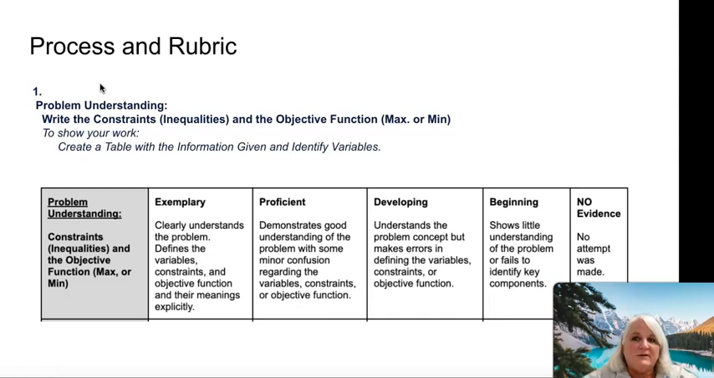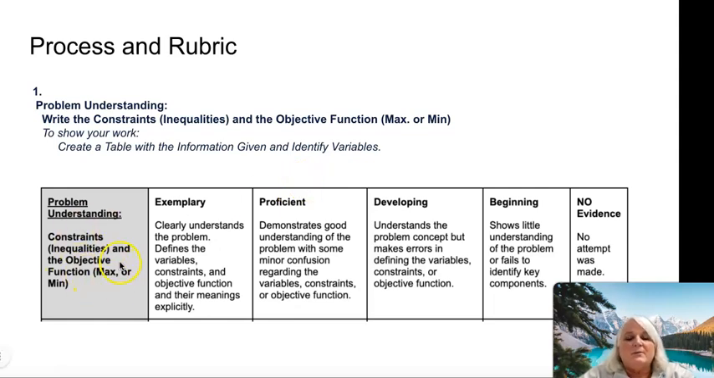You can be given the constraints. And so you're going to have 2 problems to do for your assessment, and in one of them you're given the constraints, and it gives you enough points to pass the lesson. And in the other one, you have to find the constraints and the objective function, and that's so that you can get a higher percentage. You're exceeding the expectations. So to show your work, we create a table with the information given, and then we identify the variables.